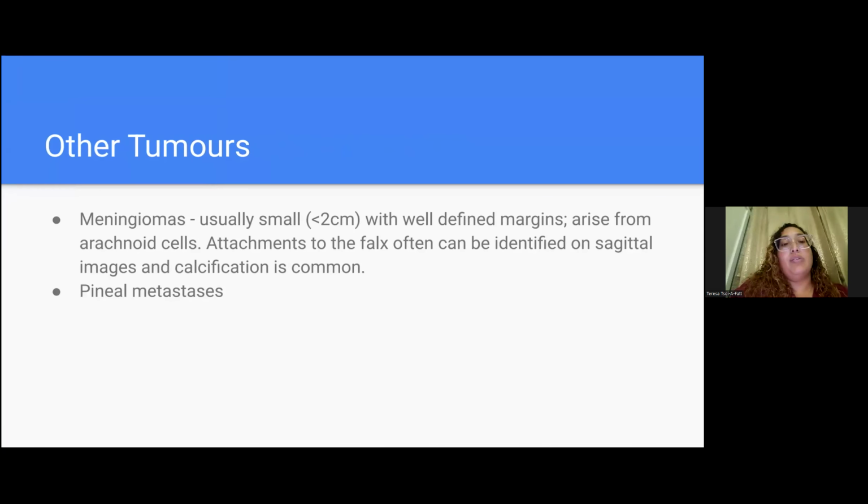Other tumors that could also arise are meningiomas, which are usually small, less than 2 centimeters. They have well defined margins, and they arise from the arachnoid cells. And there could also be the presence of pineal metastases.